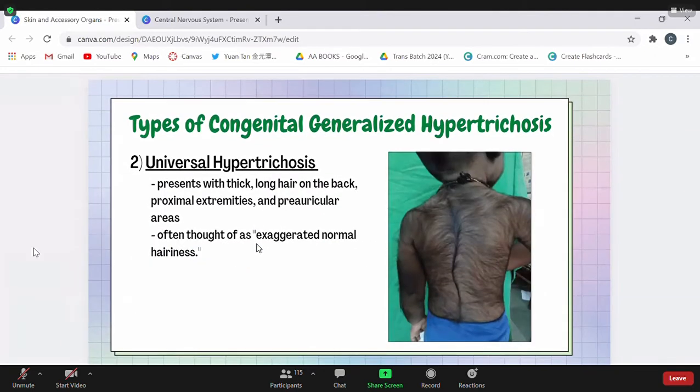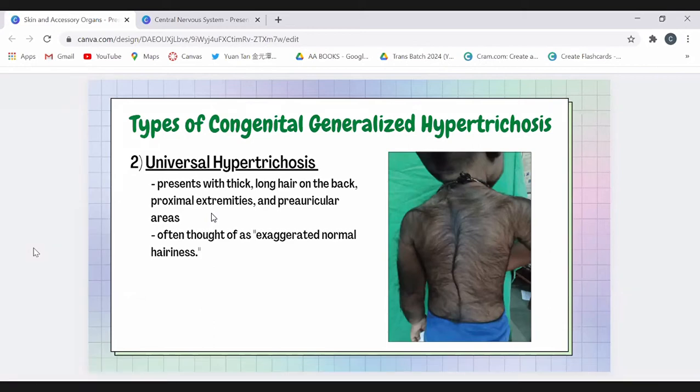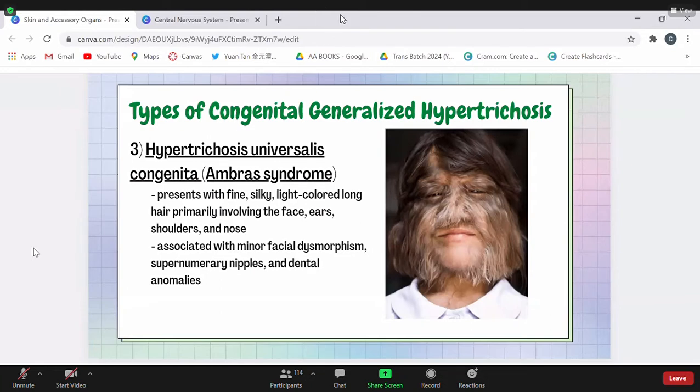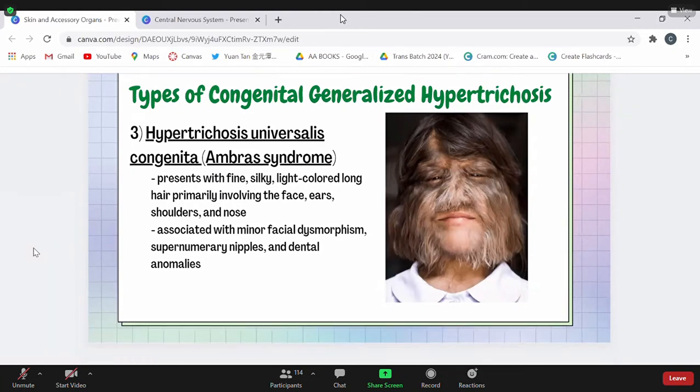The second type is the universal hypertrichosis, which presents thick long hair on the back, proximal extremities, and preauricular areas, often thought of as exaggerated normal hairiness. Next slide, please. And the next one is the hypertrichosis universalis congenita, also known as the Ambras syndrome. It presents with fine silky light colored long hair primarily involving the face, ears, shoulders, and nose, associated with minor facial dysmorphism, supernumerary nipples, and dental anomalies. Next, please.